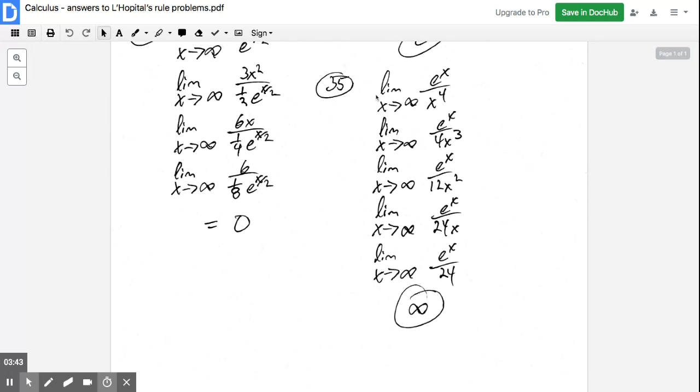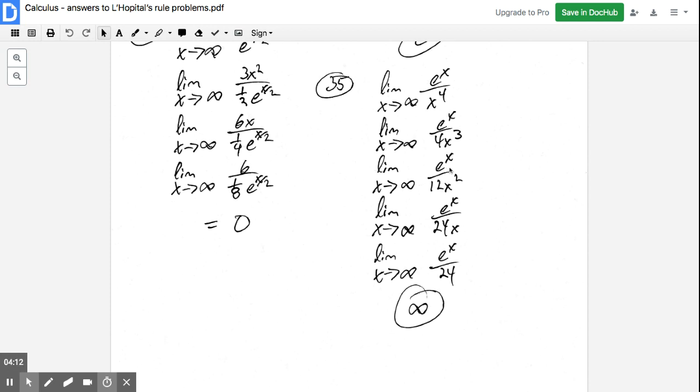And 35. Limit as x approaches infinity of e to the x over x to the fourth. So I plug in infinity, gives me infinity in the numerator, plug in infinity in the denominator. So I have the indeterminate form of infinity over infinity. Derivative of e to the x is e to the x. Derivative of x to the fourth gives me 4x cubed. Plug in again, infinity over infinity. Take the derivative again. Derivative of e to the x is e to the x. Derivative of 4x cubed is 12x squared.